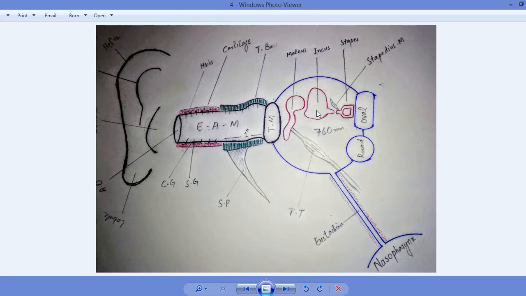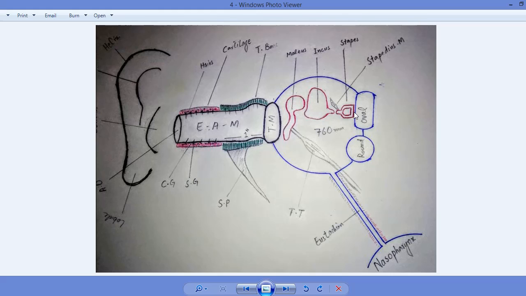That is why this is called incus. And this incus has a body and a lenticular process. This part of the incus is called the lenticular process, and this is called the body of the incus. This is called the head of the malleus, and this is called the manubrium of the malleus.